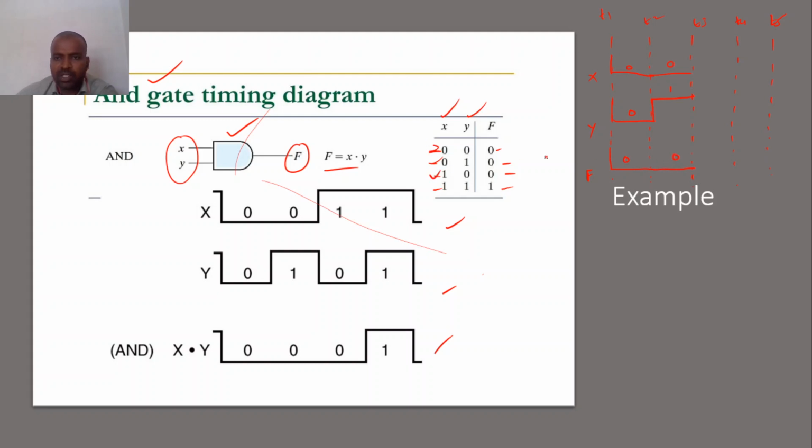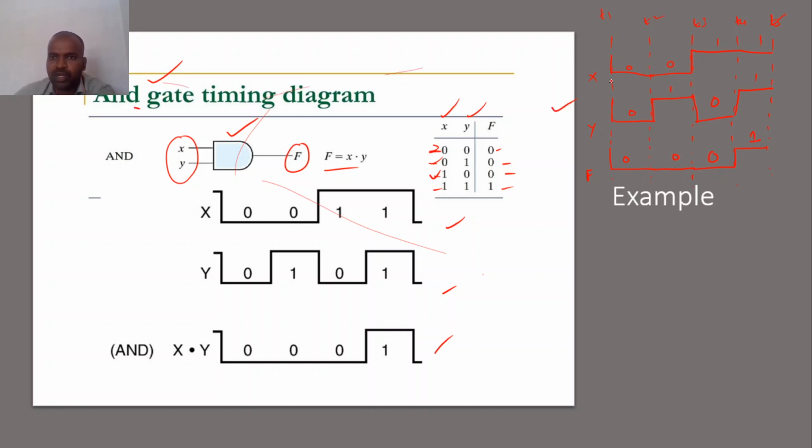The third condition is 1 0. So x is now changed to 1 and y is now changed to 0. This is 1 and this is 0. For this condition also the output is 0. Finally I change x equal to 1 and y equal to 1, and now the F value will be changed to 1. So this is the timing diagram representation of the AND gate.